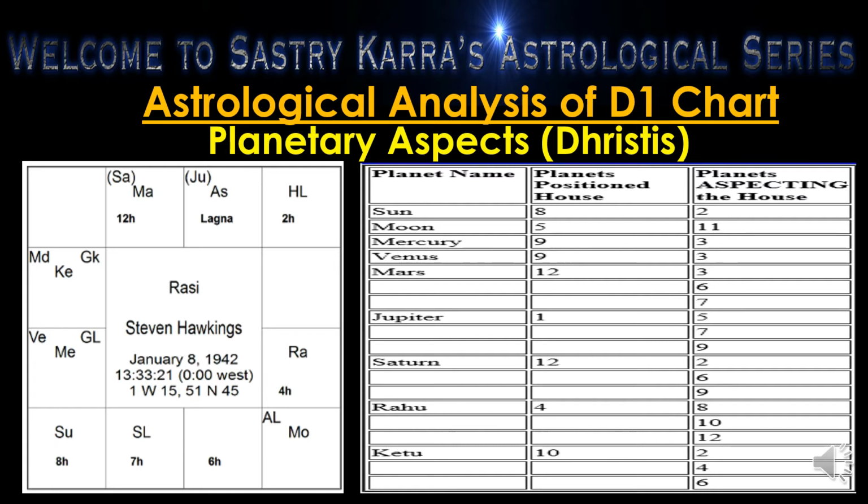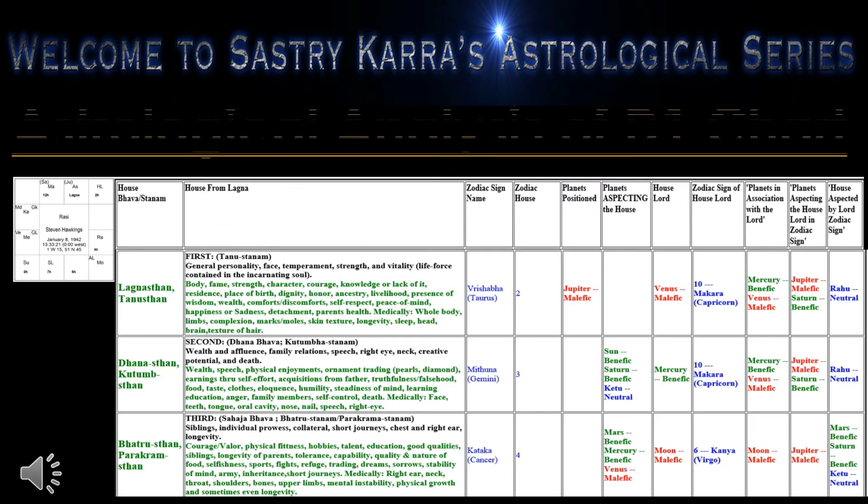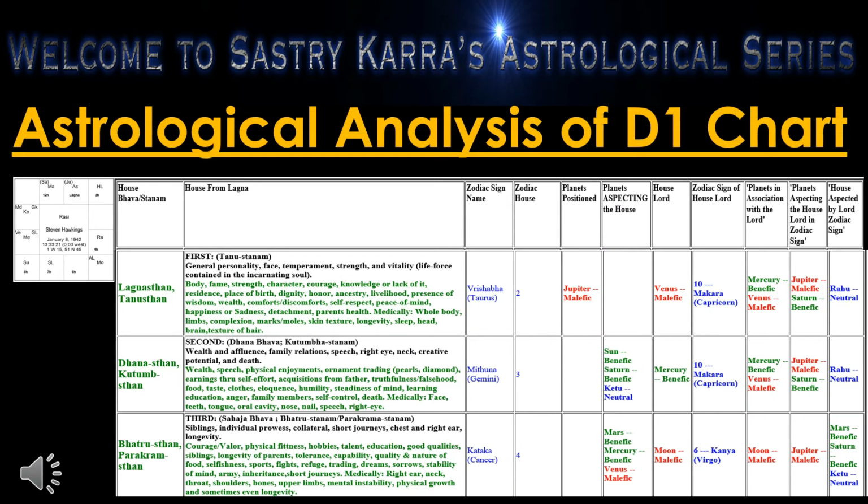Let's now start analyzing the birth chart on a house by house basis. The first house is called Lagna-Sthanamo or Tanusthanamo, and generally the first house tells you the person's personality, how he looks, the face, the temperament, the strength. These are the general characteristics that you can see from the first house.